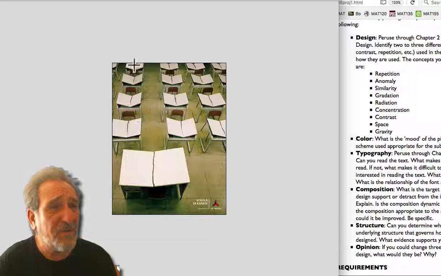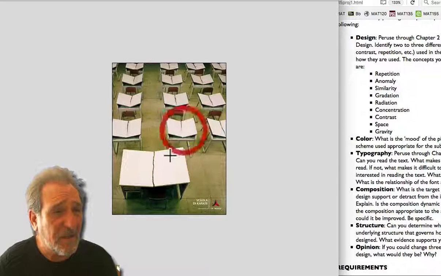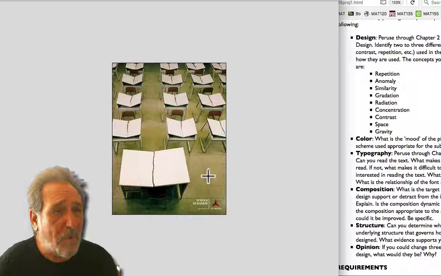Here we have a strong sense of repetition. We have a sense of space because these elements are receding into the distance. We have a little contrast going on here from the big to the small. What else is going on there?